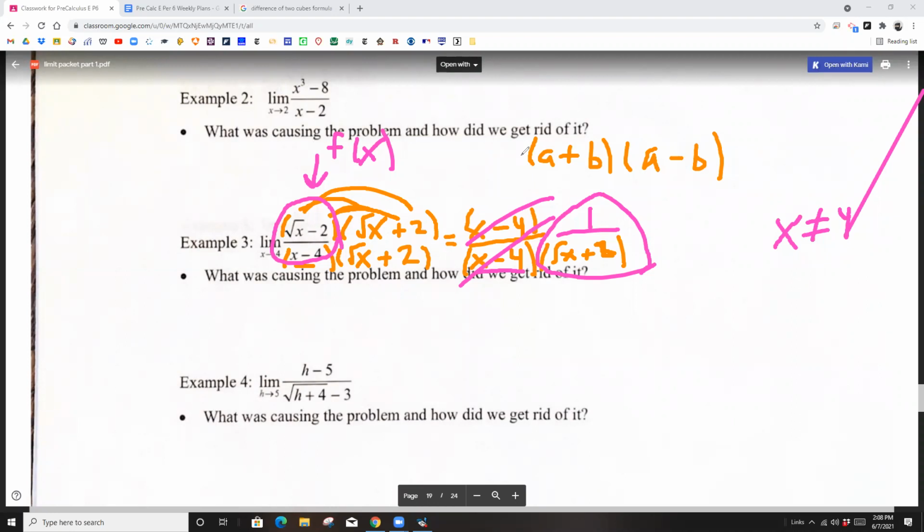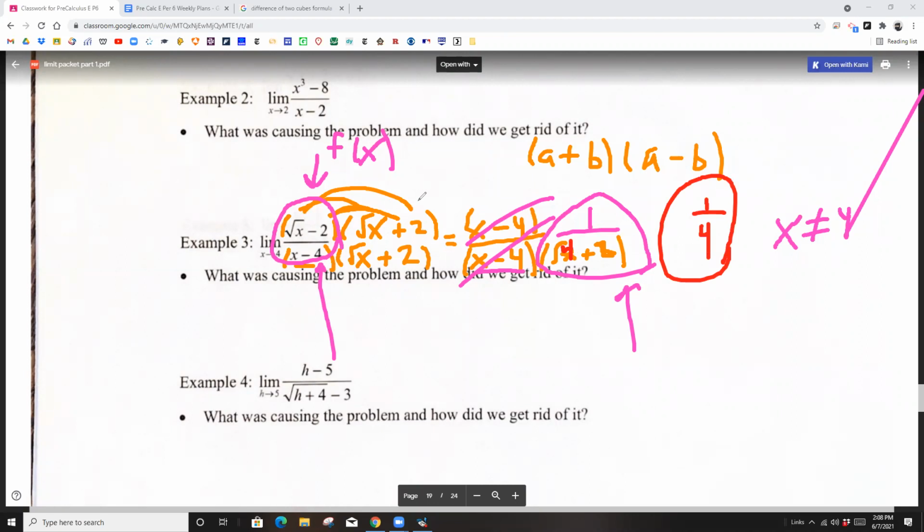But if this function has the same graph as this function, except for the hole at x equals 4, then we can use that to evaluate the limit. So that's what we'll do. We'll plug in 4 for x, and we get 1 over 2 plus 2, which is 4. So we get 1/4.